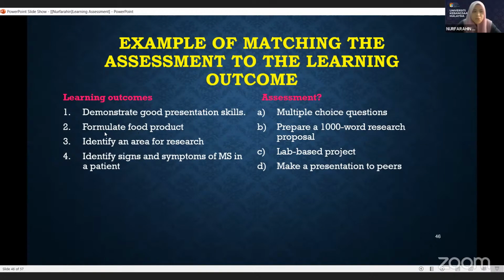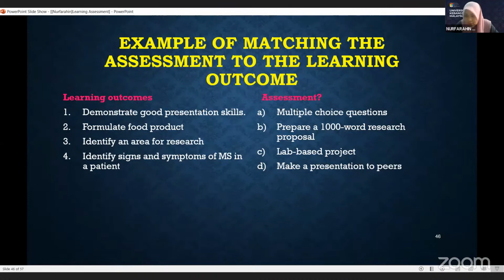For example, if you'd like to identify signs and symptoms of MS, multiple sclerosis, in a patient, which type of assessment method would we like? Identify signs and symptoms, so that would be multiple choice questions. If it's to identify an area for research, that would be to prepare a 1,000-word research proposal. If it's about formulating a food product, it's going to be a lab-based project. So there are two different ways of ensuring that your assessment method suits the learning targets or the learning outcome.